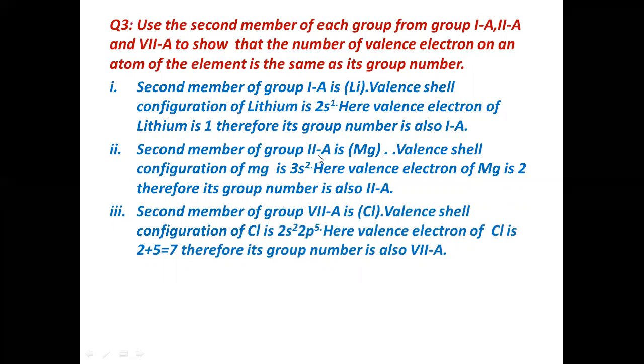Second member of group number 2A is magnesium. Valence electronic configuration of magnesium is 3s2, which shows that it has 2 electrons in the outermost shell and is present in group number 2A. Second member of group number 7A is chlorine. Valence electronic configuration of chlorine is 2s2, 2p5. So it means that it has 7 electrons in the outermost shell and therefore its group number is 7A.